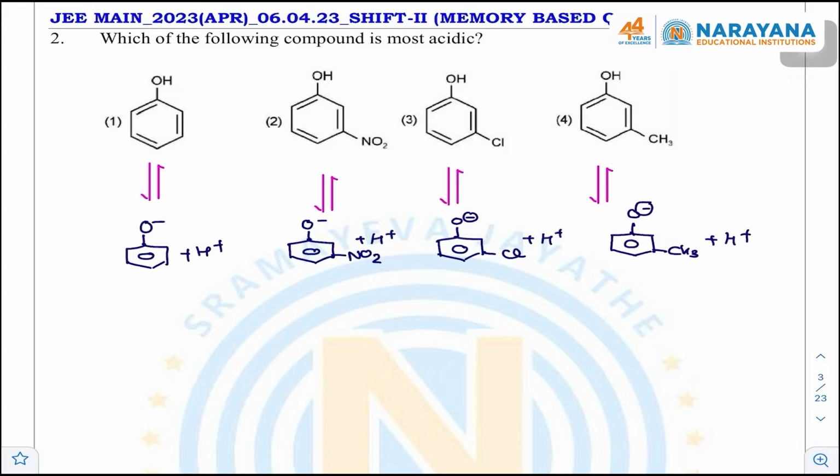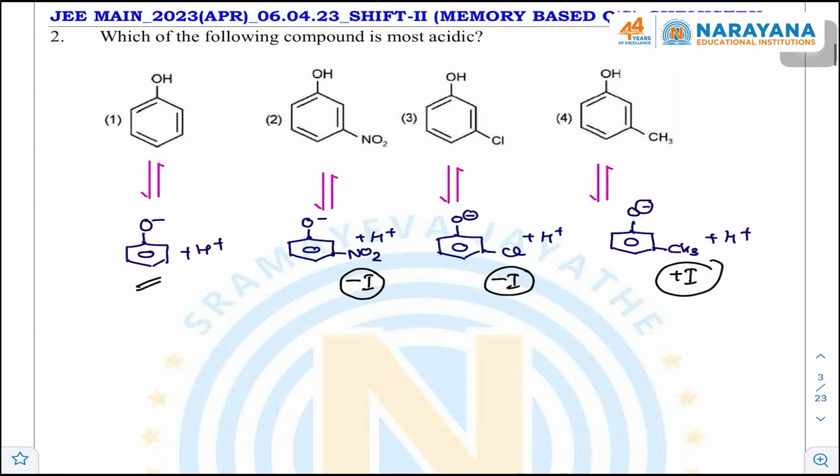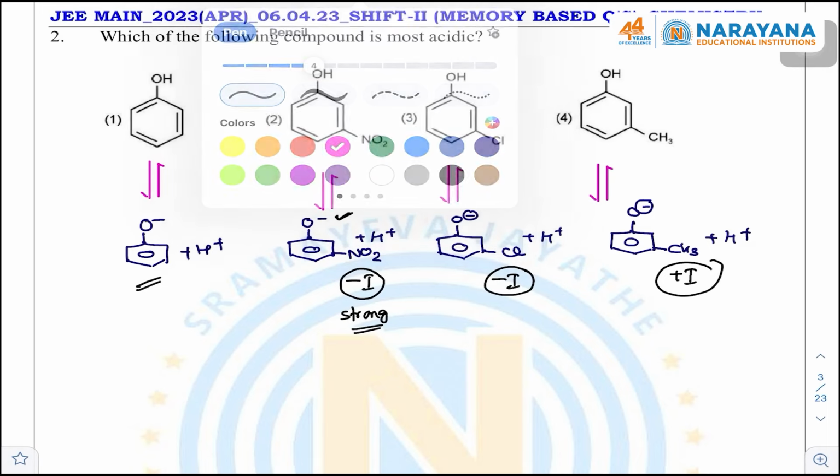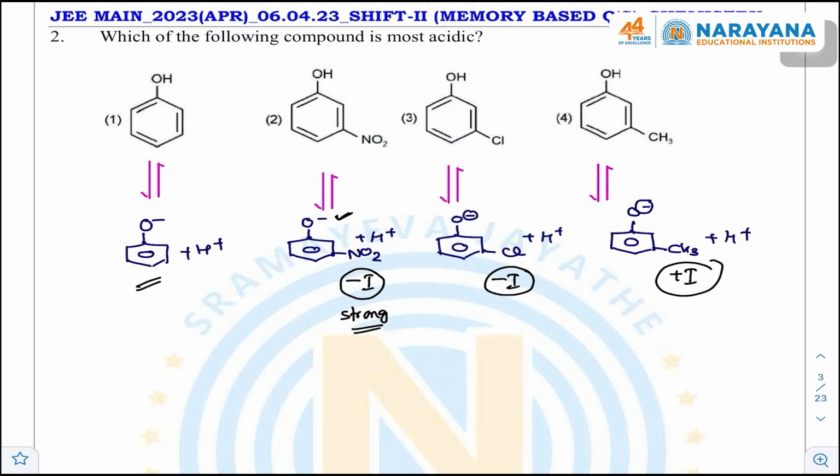At meta position, the methyl group will act as a plus I group and the chlorine will act as a minus I group. NO2 will act as a minus I group. There is no electronic effect of any group here in the first option. So we know that NO2 is a strong minus I compared to chlorine. As it is a stronger minus I group, it will stabilize the phenoxide O minus ion better. Therefore, metanitrophenol loses the H plus ion readily compared to the other four acids. So metanitrophenol is most acidic among those given.